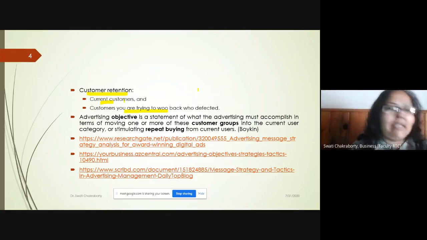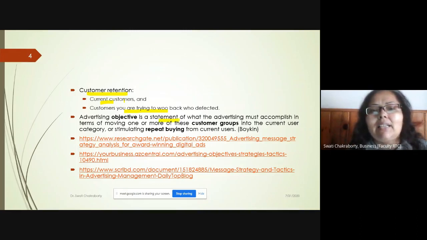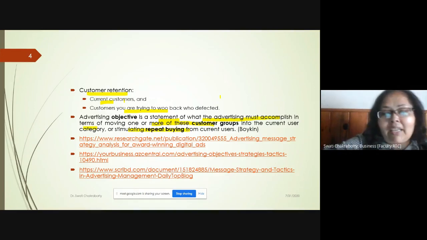So when we talk of the advertising objective, it is basically a statement of what the advertising must accomplish, what the advertising wants to achieve, including shifting one of these customer groups that we've discussed into the current user category, right? And also ensuring that customers are buying repeatedly, repeated buying.